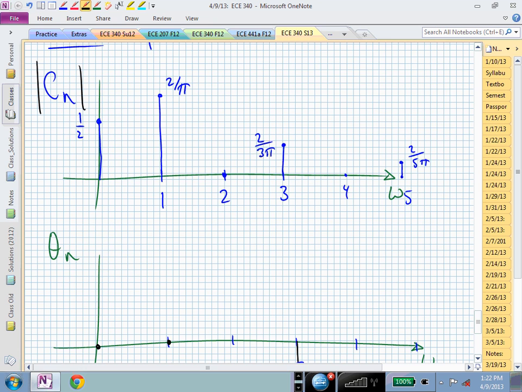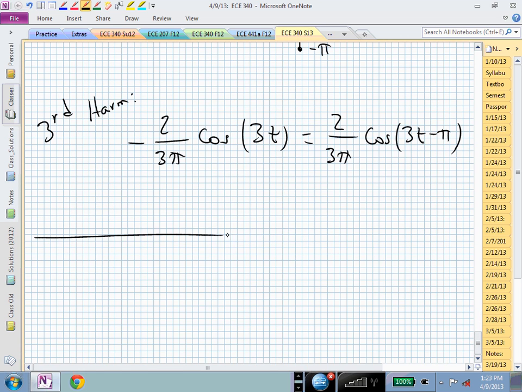If I now said filter the third harmonic, now you would put in a bandpass filter centered about 3 radians per second, and you would pull off an amplitude of 2 over 3 pi, and you could find the power of that, and we already did. That's that amplitude squared divided by 2. Questions on that? Let's now look at the complex exponential Fourier series.